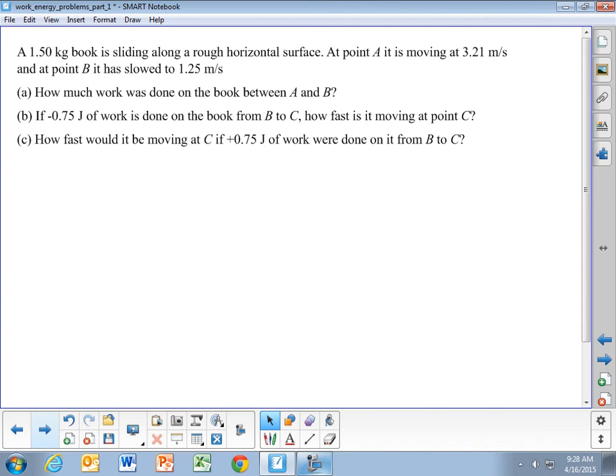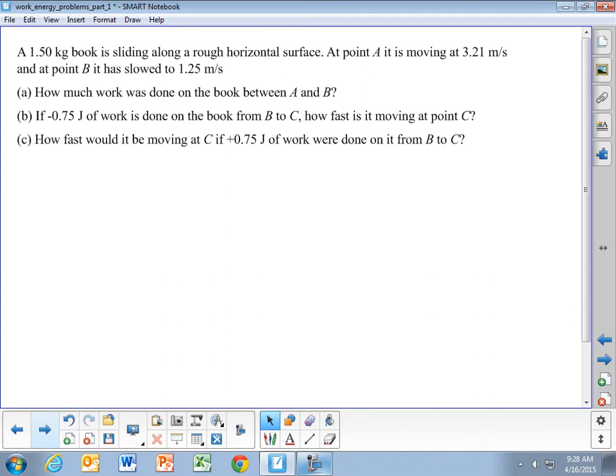Now, often when people first see this question, they say, okay, well, work is a force times a distance. And so they start reading the question and they say, well, I don't know the force. Oh, well, but it's a rough surface, so it should be friction. But they don't give you the coefficient of friction. So you don't know how big that force of friction is. Also, you need to know a distance, and they don't tell you the distance.